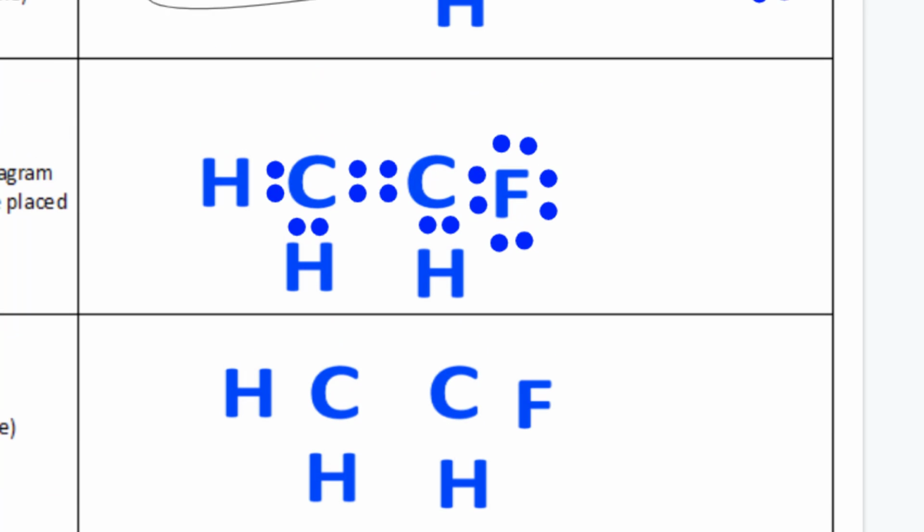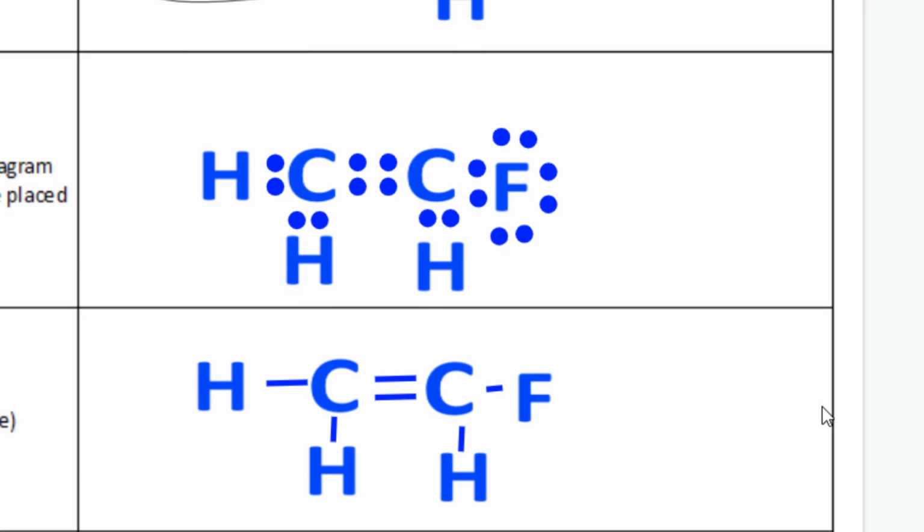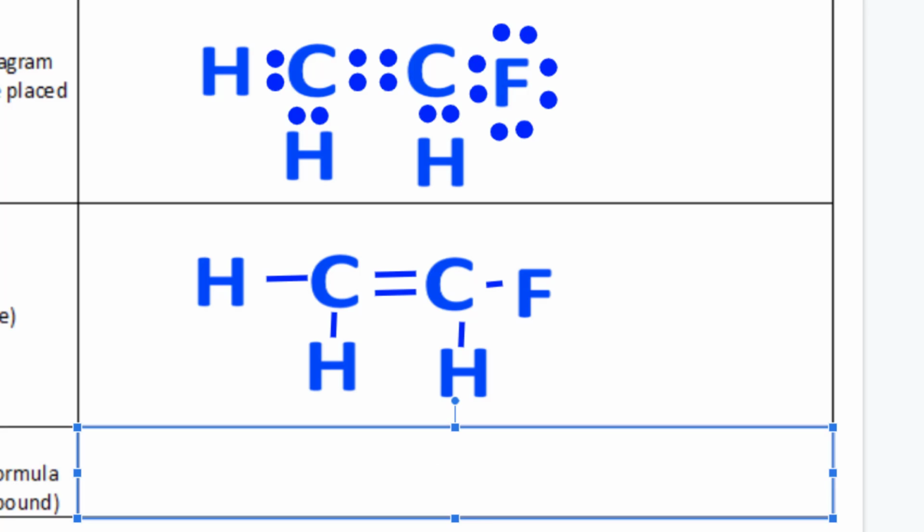And I'm going to now drag some bonds down. And because there's two pairs, there are 4 electrons between the carbons. That's going to be a double bond like that. And between the fluorine and the carbon, there's 1. Between this hydrogen and carbon, there's 1. There we go. Voila. Look at that. Now, in our chemical formula, we have 2 carbon, 3 hydrogen, and 1 fluorine. And that is the chemical formula for our compound.